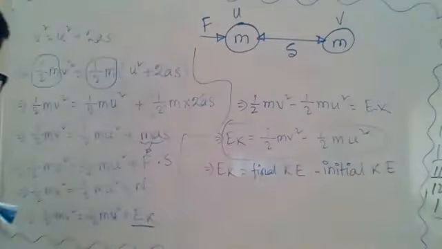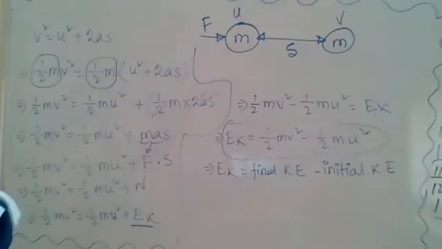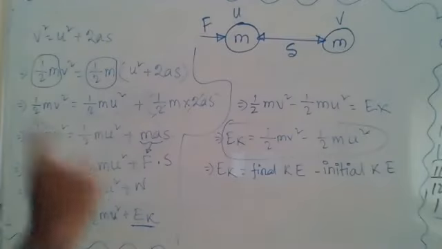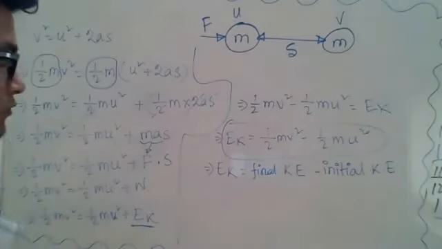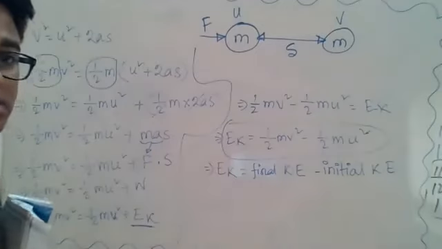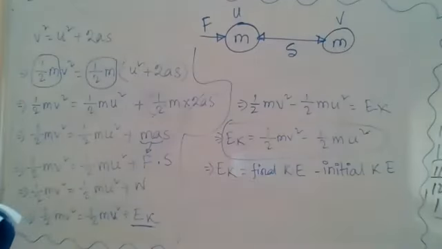Reading the question, you have to understand whether the body was static or the body was in motion. If the body was static, then you have to use the previous equation, that is Ek is equal to half mv square. But if the body is already in motion, then you have to use this equation to calculate the kinetic energy of the body.